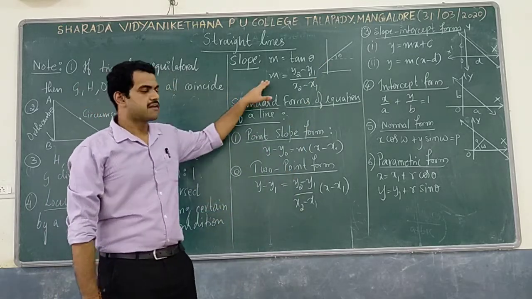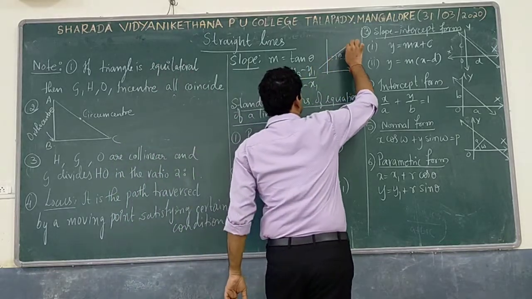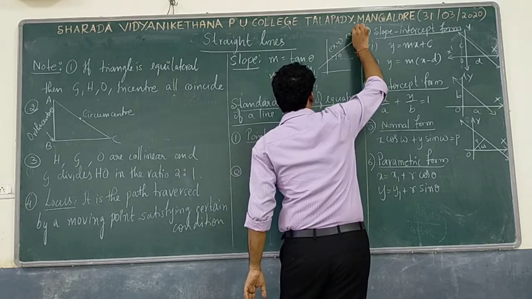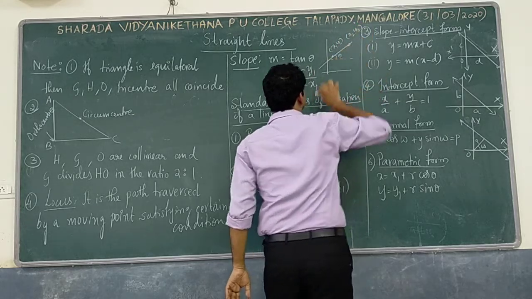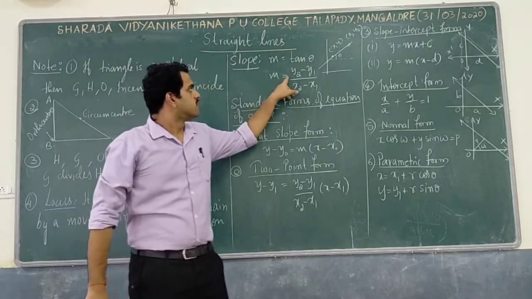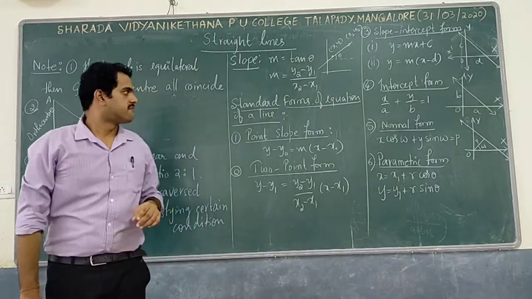And one more way we can find the slope of the line. Suppose you know 2 points on the straight line, x1, y1 and x2, y2. These are the 2 points on the straight line. Then its slope can be given by y2 minus y1 by x2 minus x1. Like this we can find it out.